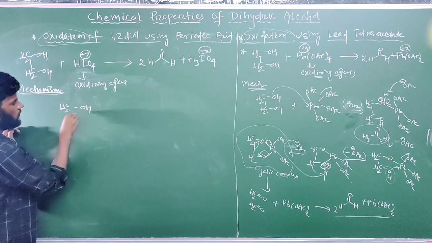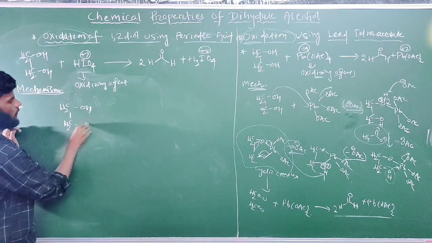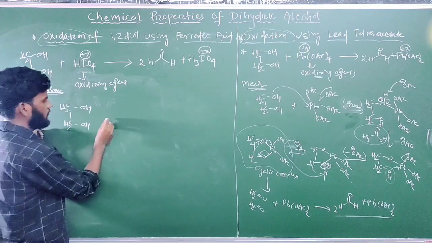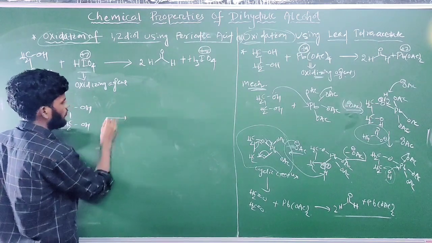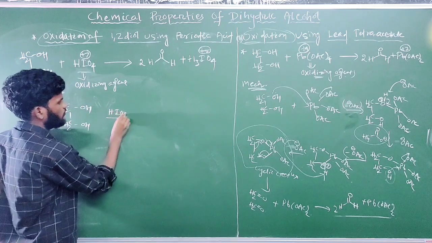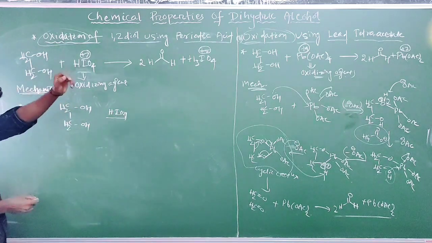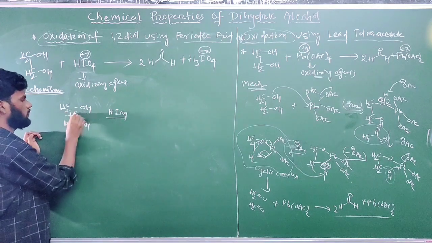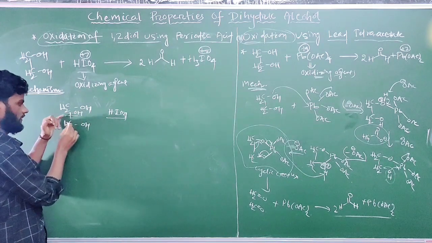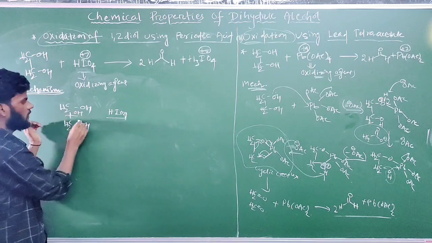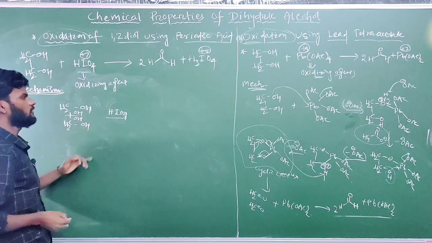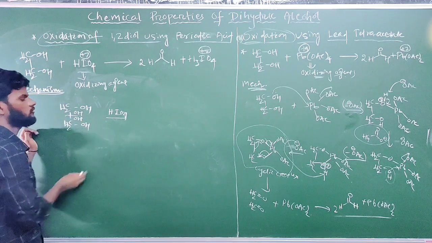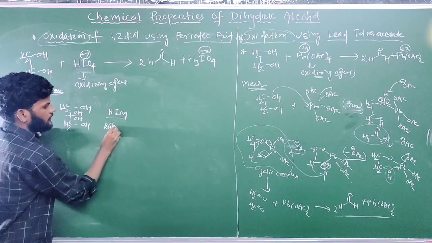CH2OH, CH2OH. To this we are using periodic acid, HIO4. In the short trick you can directly add an OH group to this C–C bond. By breaking the bond, one side gets one OH and the other side gets another OH. That is why this reaction is also known as dihydroxylation.